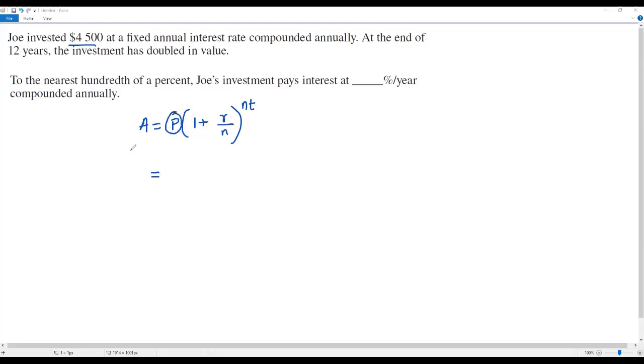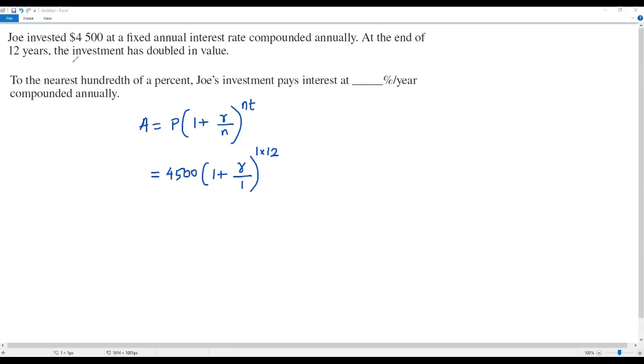Okay, in our problem, the value of P is given, that is the initial value of the deposit, $4,500, times (1 + R). R is unknown because we have to find the value of R, since they asked us to find, to the nearest hundredth of a percent, the interest Joe's investment pays. So let's keep R as it is. And here N is 1 because the question says it's compounded annually. So the number of times interest is compounded per year is just 1. T refers to the time period of the investment in years, which is given as 12 years. So it's 1 times 12.